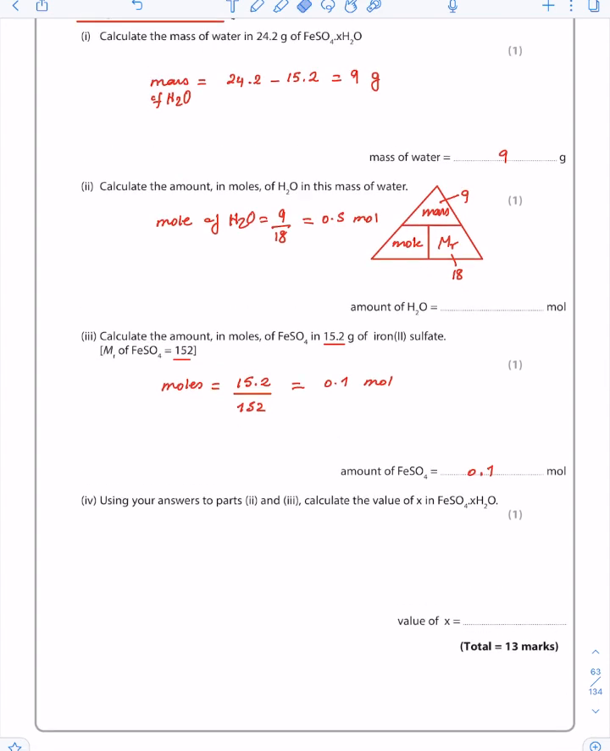Using your answer to part double I اللي احنا كنا مطلعين المولز فيها بتاعت الووتر 0.5 and triple I اللي احنا كنا مطلعين moles of iron sulfate 0.1, calculate the value of X. يبقى دلوقتي احنا عندنا الايرون سلفيت المولز بتاعته 0.1 والووتر المولز بتاعته 0.5. نقدر نجيب الريشيو between المولز by dividing على 0.1 اللي هي أصغر رقم، 0.1 على 0.1 وهنا 0.5 over 0.1 تطلع 1 to 5. يبقى كده الريشيو between iron sulfate and water 1 to 5 يبقى X is equal to 5.